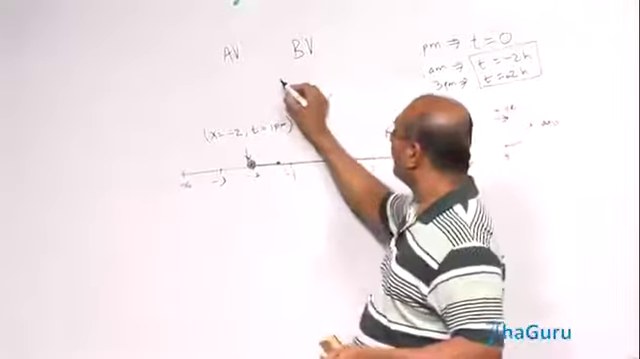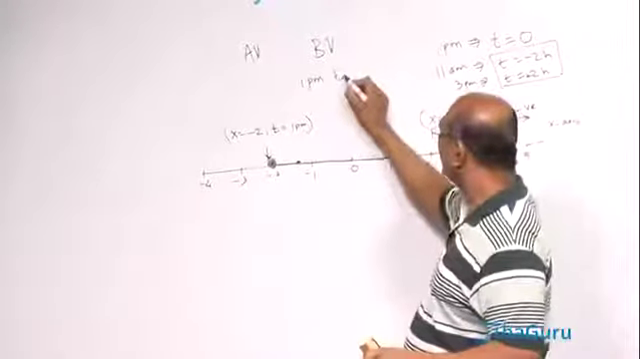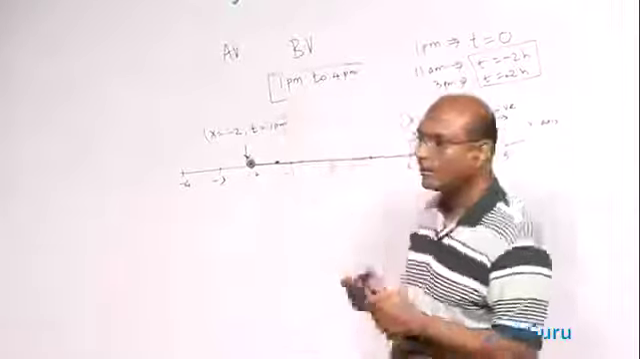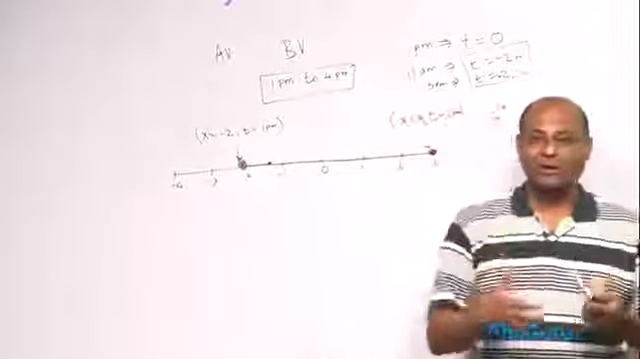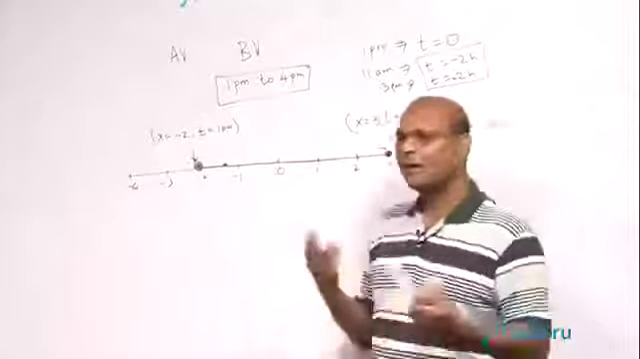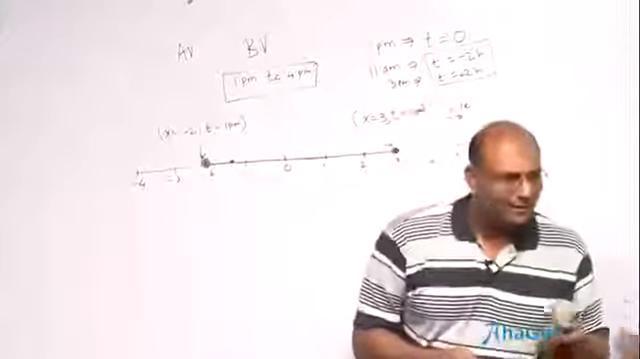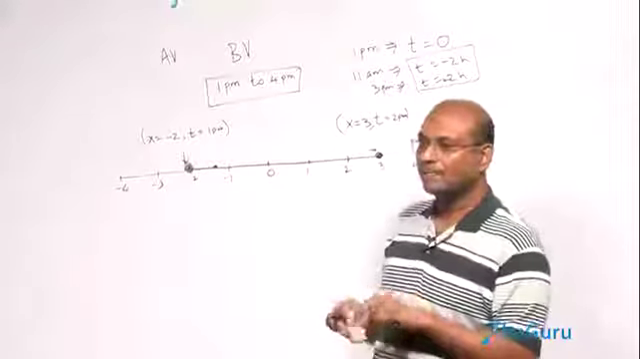From 1 o'clock to 4 o'clock, how much time has elapsed? 3 hours. Why can't you say 4 o'clock is 4 hours? Because it's from 1 to 4.